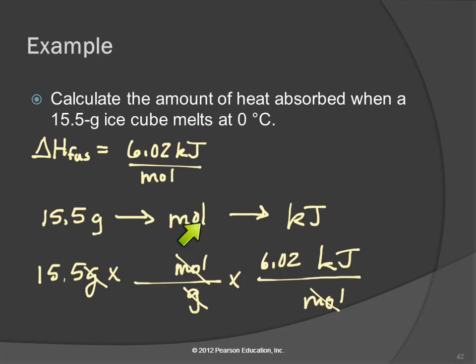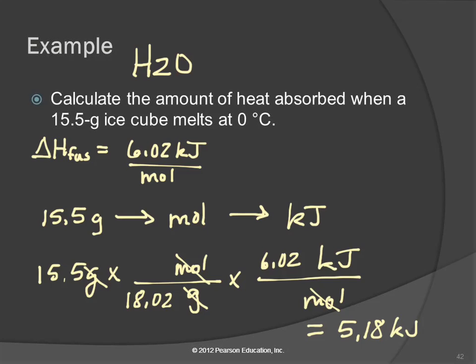And here in the middle, we need the molar mass of water. Ice is H2O. And I've used that one a lot, so I remember it is 18.02. And then we use the calculator. 15.5 divided by 18.02 times 6.02. This should have 3 significant figures. And we're going to get 5.18 kilojoules of heat. Any questions?